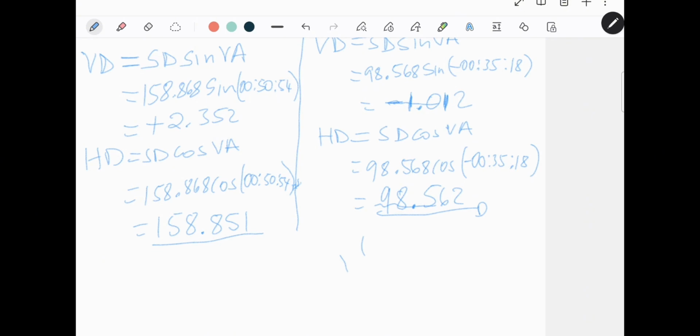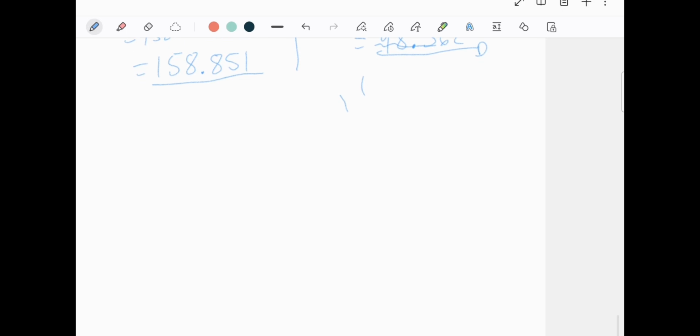Now we can find our dy and our dx because we have our HD. So now let's go and find our dy dx. Remember, our dy and our dx need what? The forward bearing. So let's find the forward bearing first before we can find the dy dx.